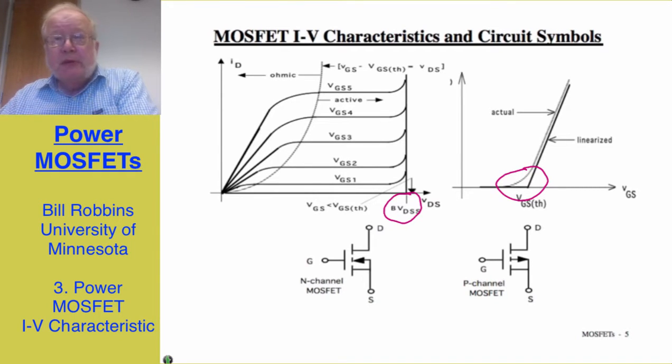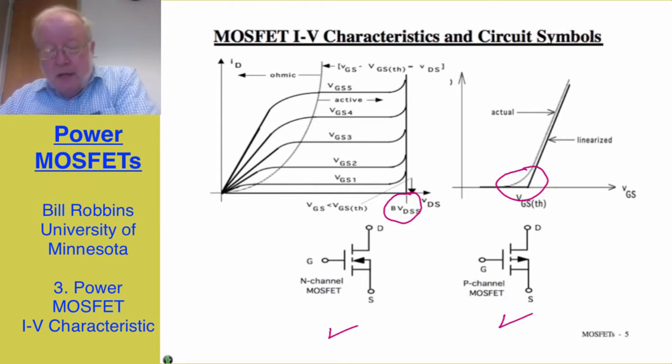The circuit symbols that we use for power MOSFETs are the same as for signal level MOSFETs. The body region electrode is shown shorted to the source, as we indicated earlier when we were talking about the vertical cross section. This is your N-channel MOSFET symbol.